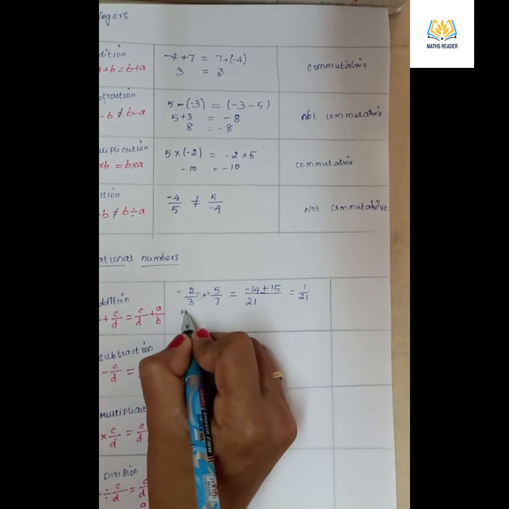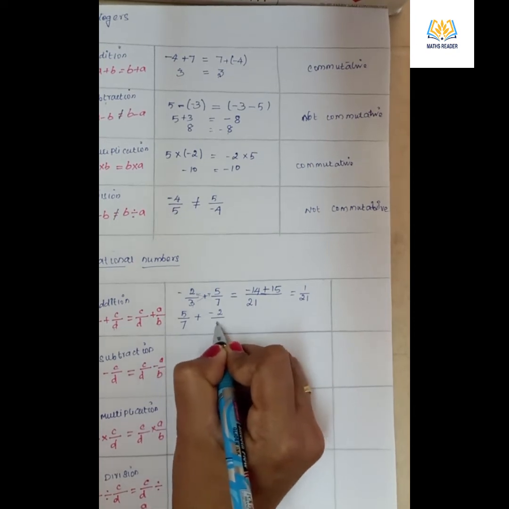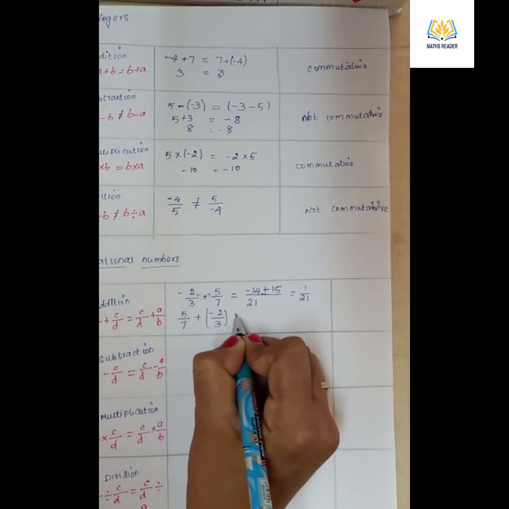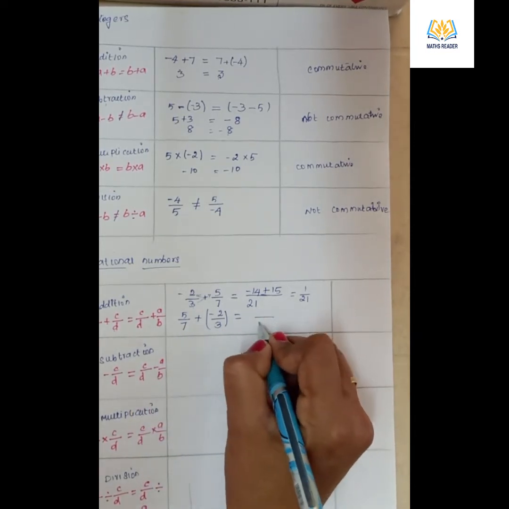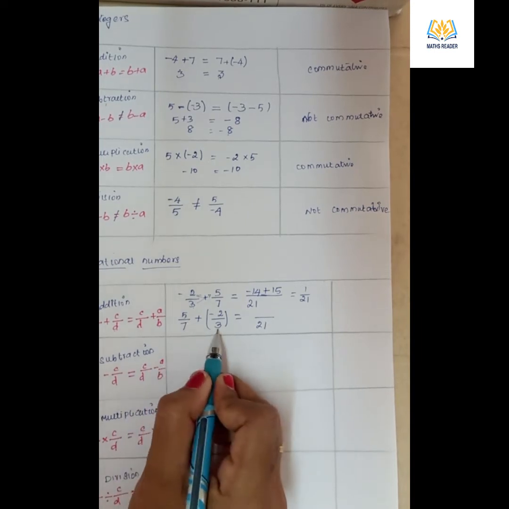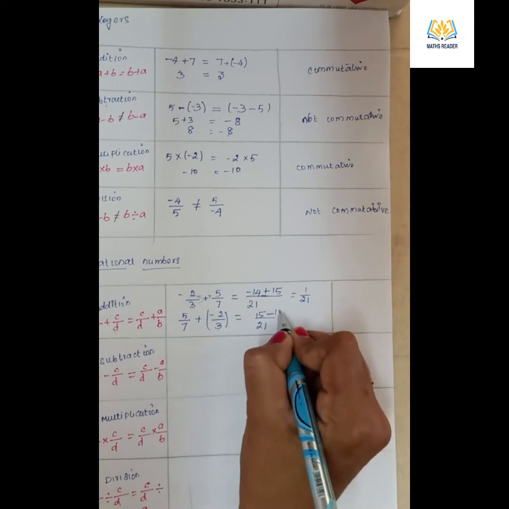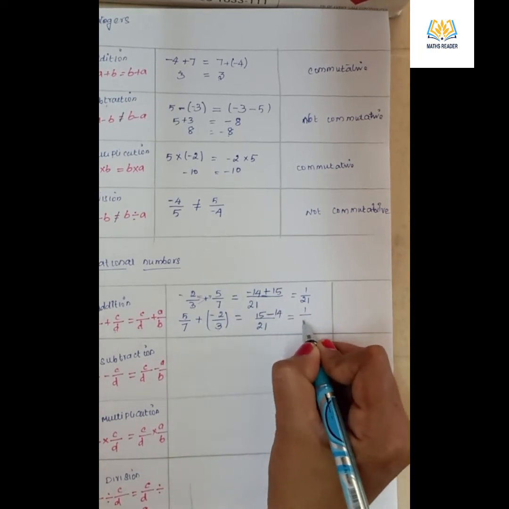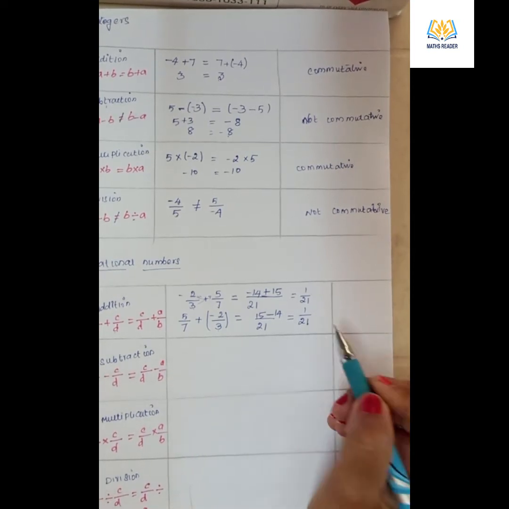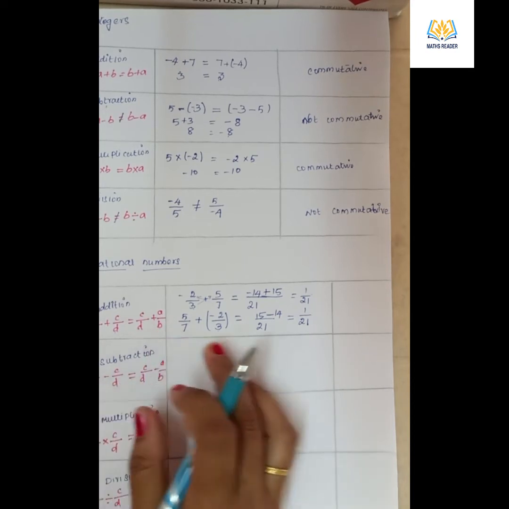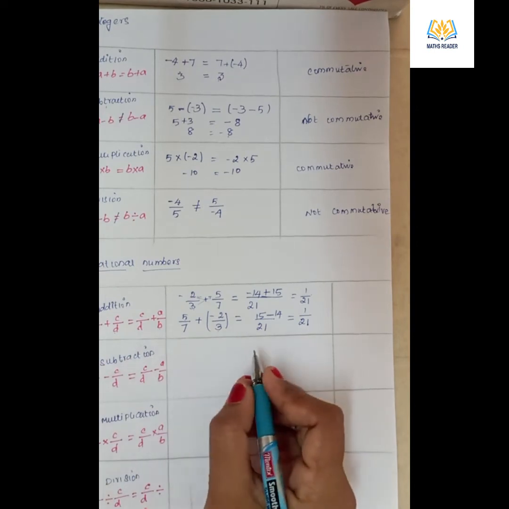c/d, 5/7 plus minus 2/3. This is equal to, same, 7 3s are 21. LCM is 21. Cross multiply: 5 into 3 is 15, minus 7 2s are 14, which is equal to 1/21. So the answer is the same, 1/21. If we change the order of the operands, we also get the same answer. So the addition satisfies the commutative property.